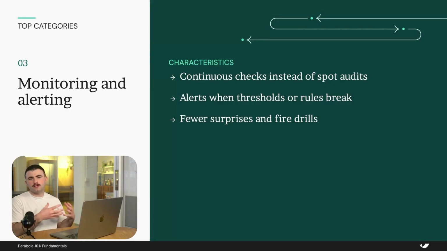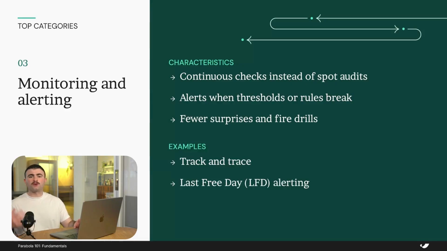Often related to reconciliation use cases are monitoring and alerting style use cases, where we're notifying you in the places that you already live day to day, such as email, Slack, and Teams, as soon as human action is required. These types of use cases are super useful for things like track and trace, where we want notifications as soon as a milestone is missed, or maybe last free day alerting so that you can make sure containers are moving on time and you're reducing penalties.